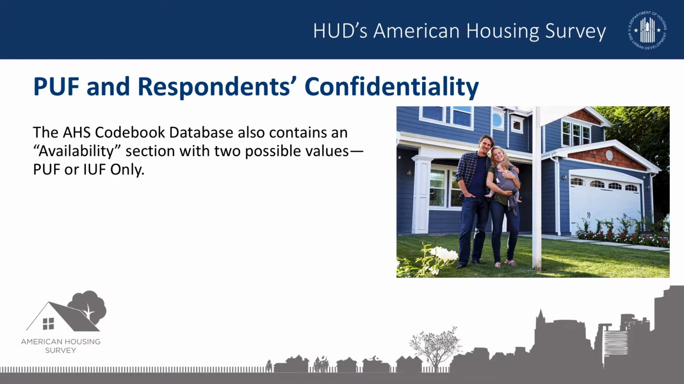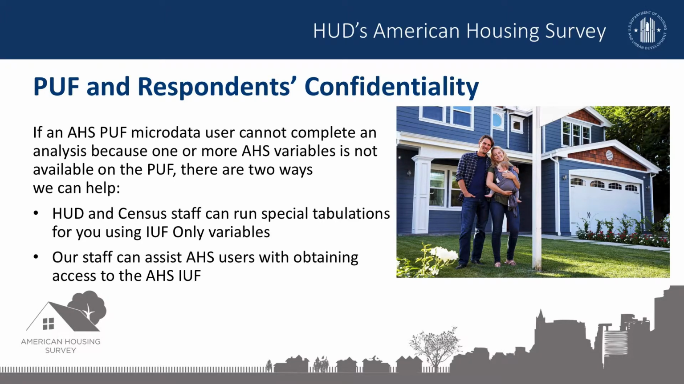The AHS Codebook database also includes an availability section with 2 possible values, PUF or IUF only. When a variable is listed as IUF only, it means the variable exists on the IUF, but it is not on the PUFs. If an AHS PUF microdata user cannot complete an analysis because one or more AHS variables are not available on the PUF, there are 2 ways we can help. HUD and Census staff can run special tabulations for you using IUF-only variables. Or our staff can assist AHS users with obtaining access to the AHS IUF.